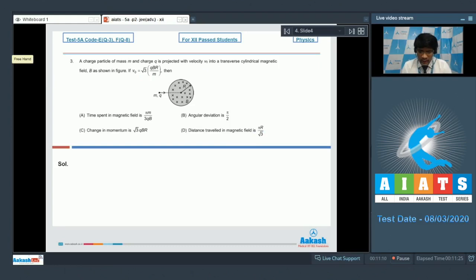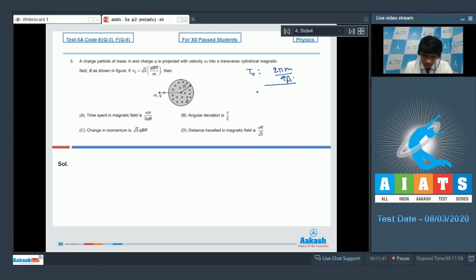Well, at least we know that if the charged particle completes the circular motion in the magnetic field, then the time it would take will be 2 pi m by qB. So effectively we need to figure out how much angle it is subtending there at its center of curvature. If we know that angle, we will be able to find out the time the particle will be spending there in the magnetic field.